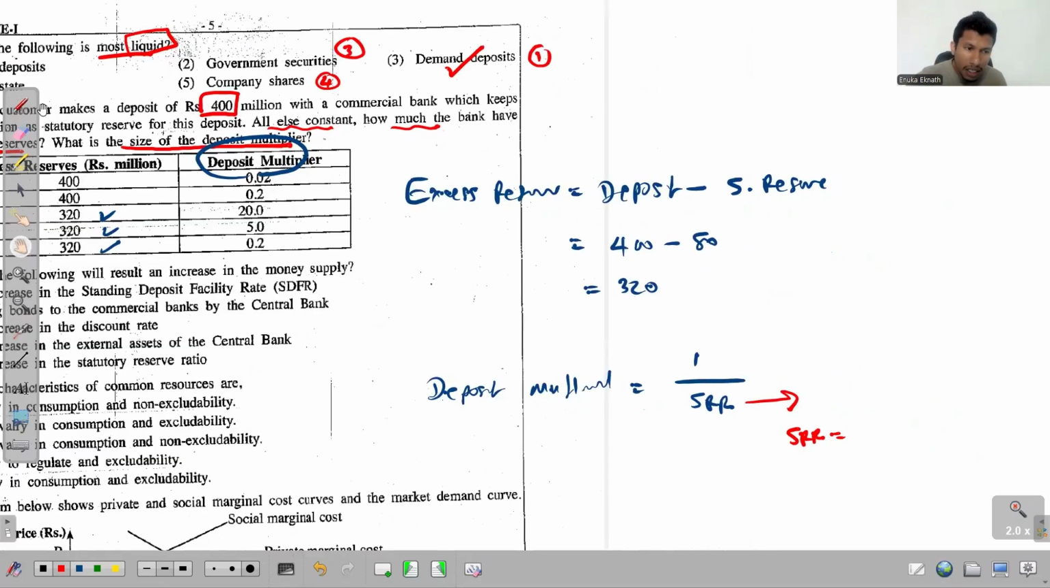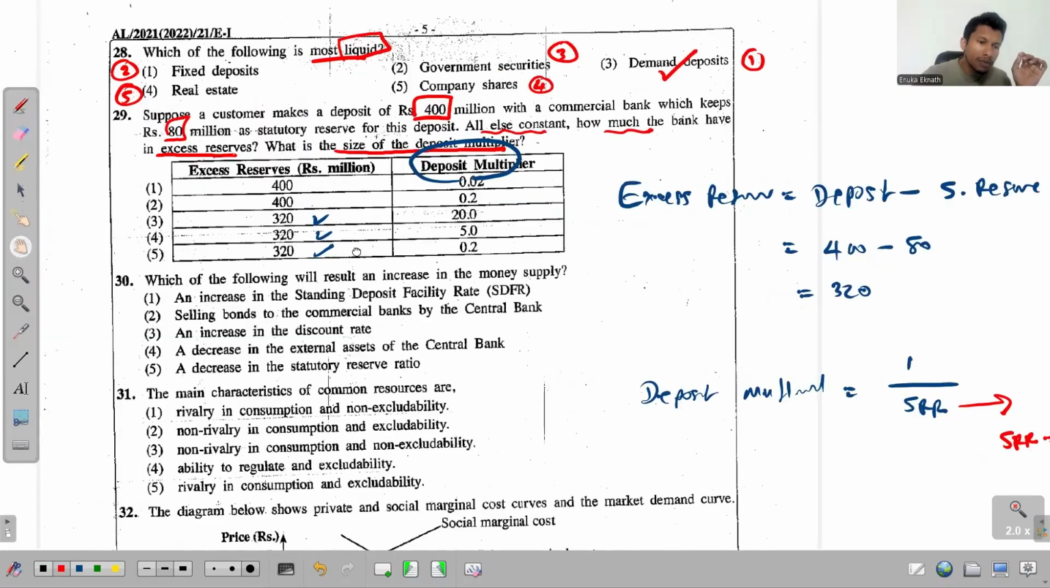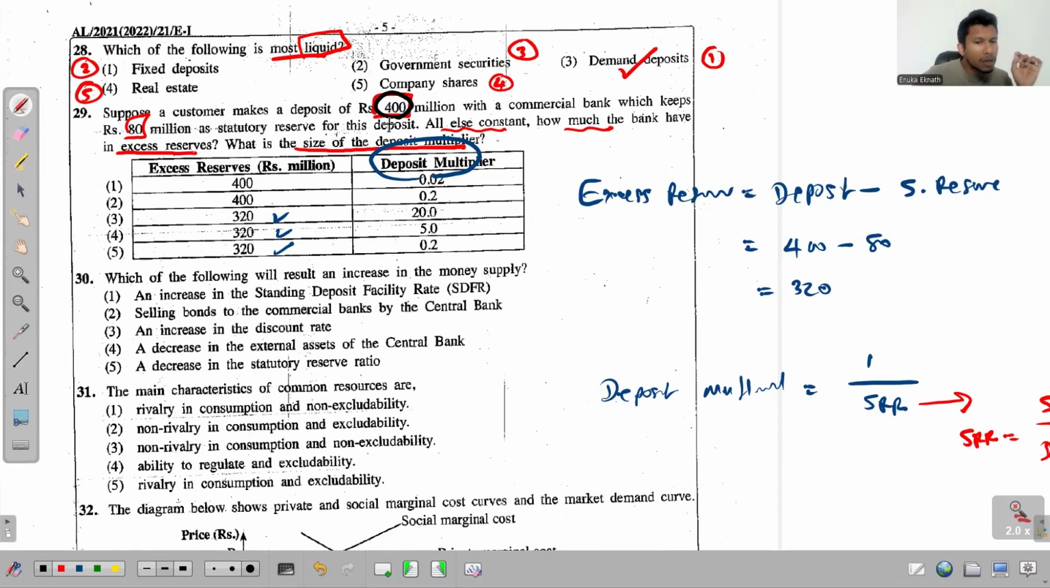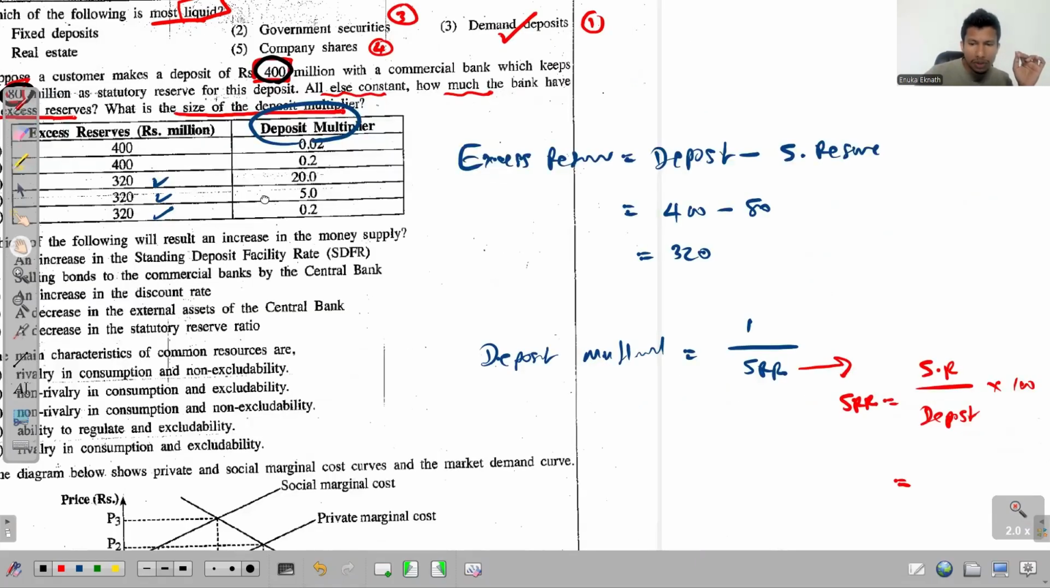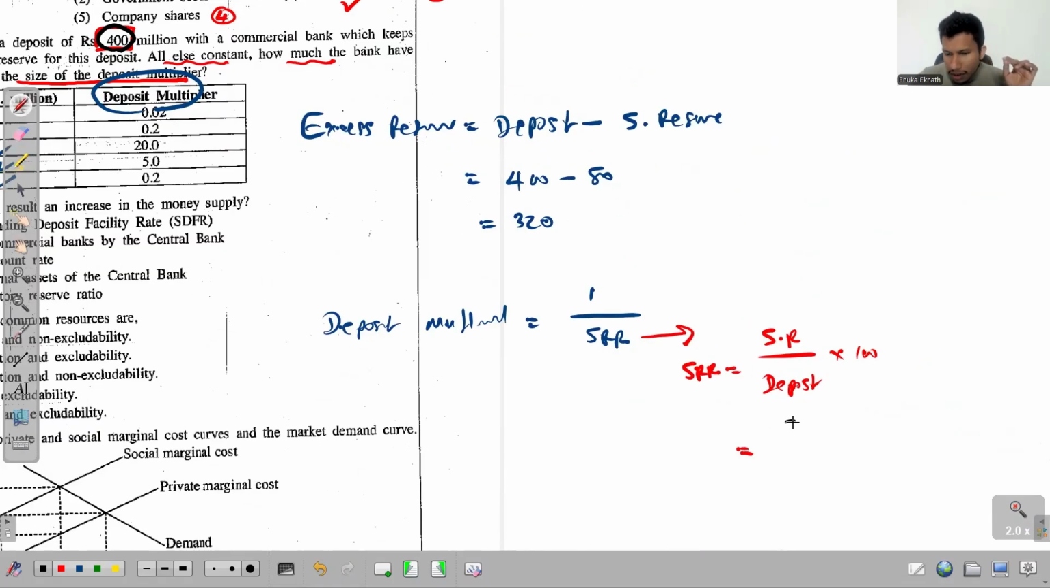The equation is statutory reserve divided by the deposit, multiplied by 100. So when the bank receives a deposit of 400, they keep 80 as a statutory reserve. So statutory reserve is 80, then deposit is 400. You multiply this by 100 and how much do we receive? We received 20%, right? 20%.